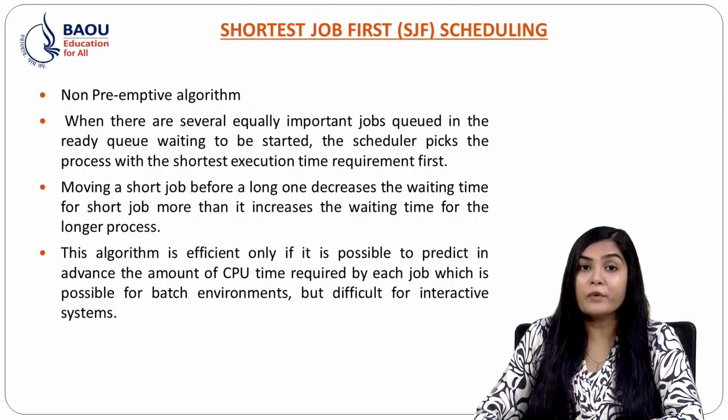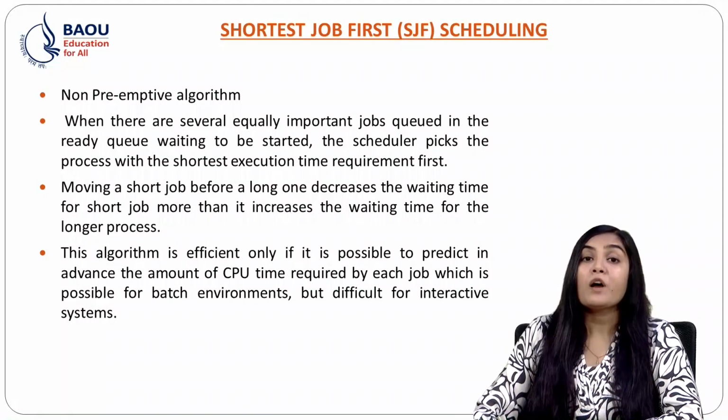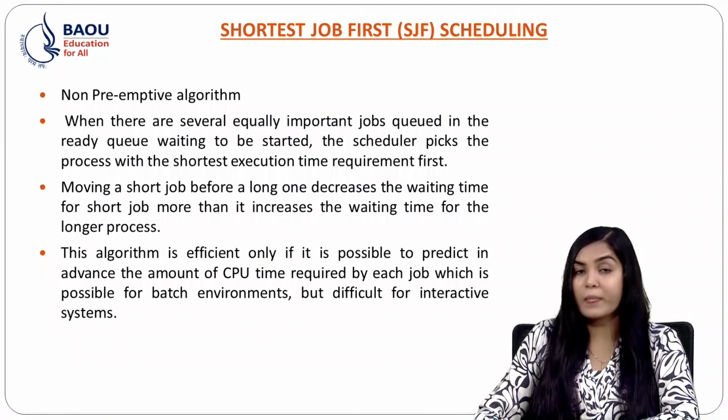SJF scheduling prefers IO bound processes because by running short CPU burst jobs first, it gets them done and moves them out of the way, and it also enables overlapping of their IO requests, which enhances the efficiency of the CPU.